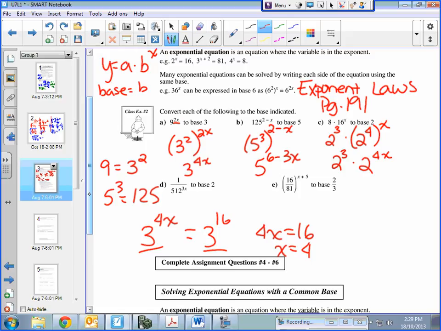Does anyone remember our power law? When I'm multiplying two powers, what do I do to the exponents? You add the exponents when you're multiplying two powers. So if I have two powers with the same base, which I do, I add the exponents. So this is just 2 to the 3 plus 4x.